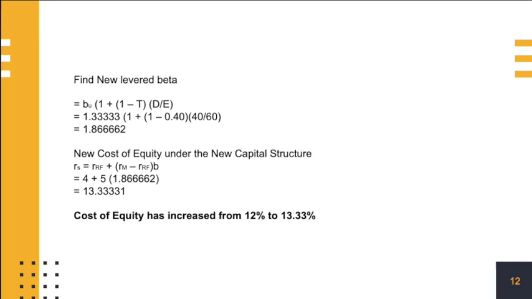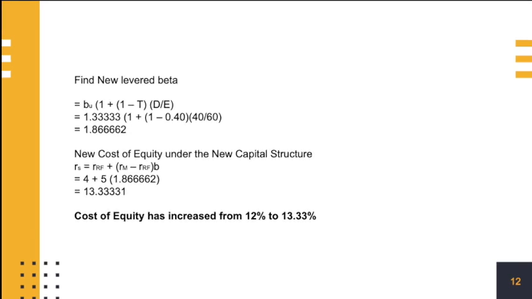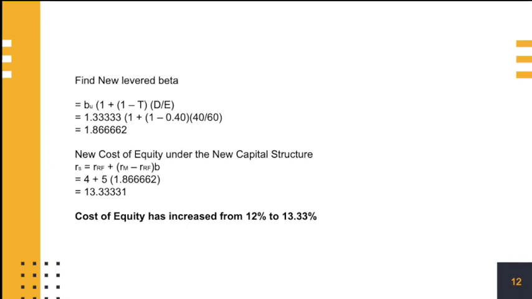Since the new levered beta is known, we can now compute the new cost of equity under the new capital structure. The cost of equity is equal to the risk-free rate added to the risk premium multiplied by the levered beta. The new cost of equity is 13.33331, which means that the cost of equity has increased from 12 to 13.33%.